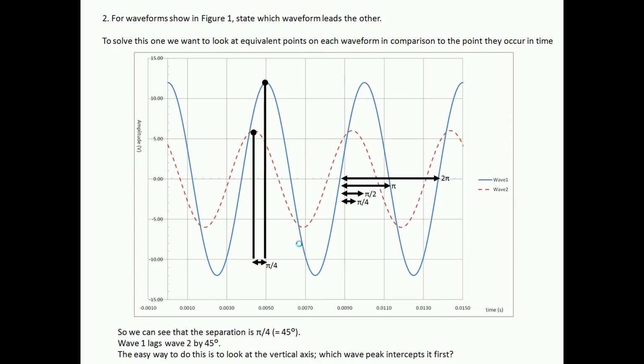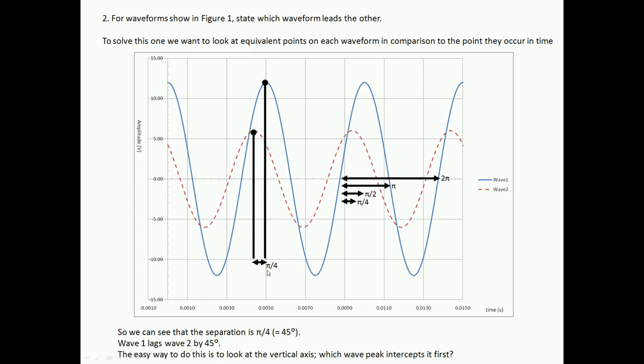Next up, question 2. Now you've been asked, for the waveform shown in figure 1, to state which waveform leads the other. So there are two things you need to work out to answer this question fully. First of all, you need to work out what the phase separation is. That's the difference between the same point on the different waves. And then you need to see if this is a lead or a lag. That's how we know if it's a positive or a negative phase difference.